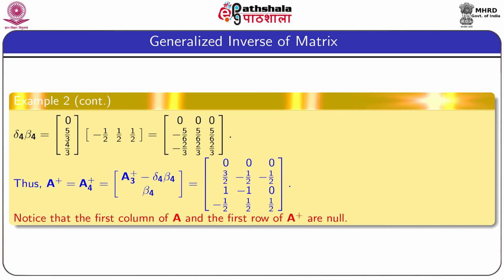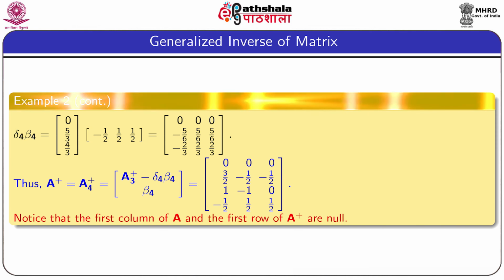So, this is the final Moore-Penrose inverse of the given matrix A. Note that the first row of this matrix is a null row vector, whereas the first column of the given matrix was the first null column vector.